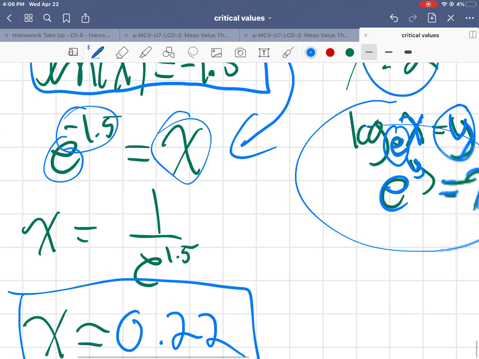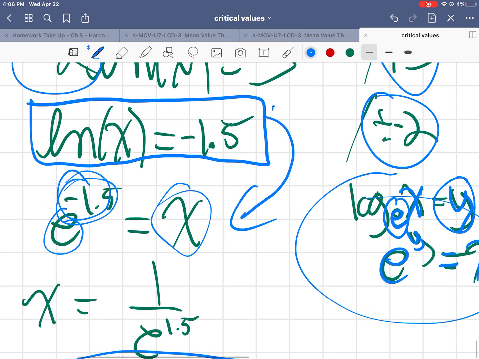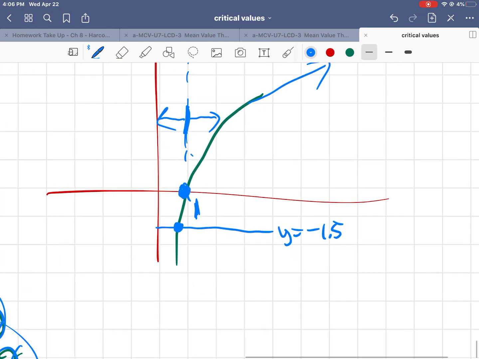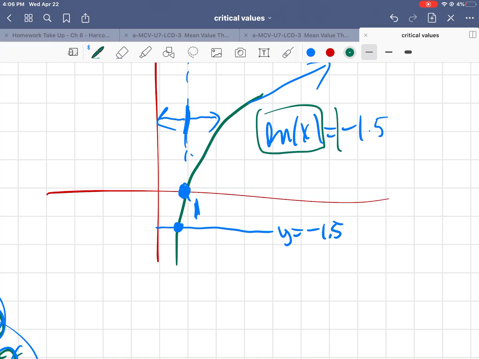So I know that that's e repeatedly divided by negative 1.5. Oh, by the way, ln x equals negative 1.5. If I go over to the graph, the equation that I'm solving is ln x equals negative 1.5. So what I'm really looking for is where ln x and the horizontal line negative 1.5 intersect. Since it's a negative, my solution has to be in between 0 and 1.